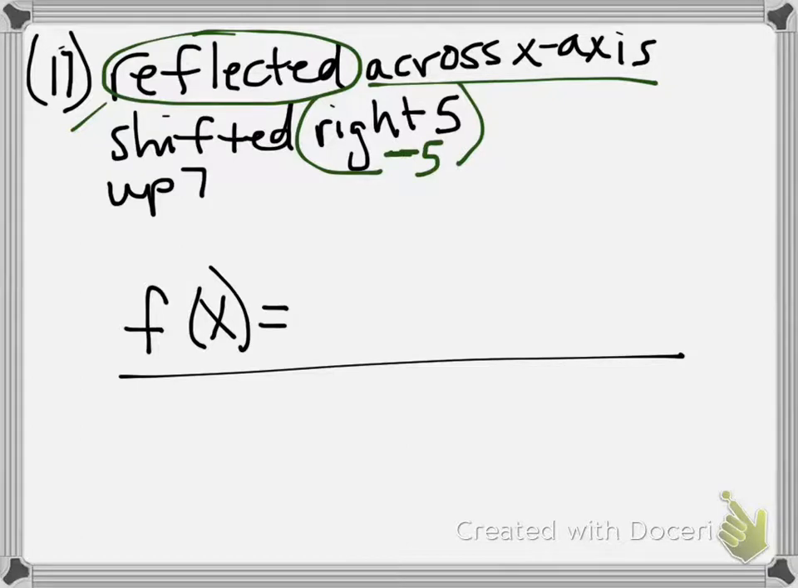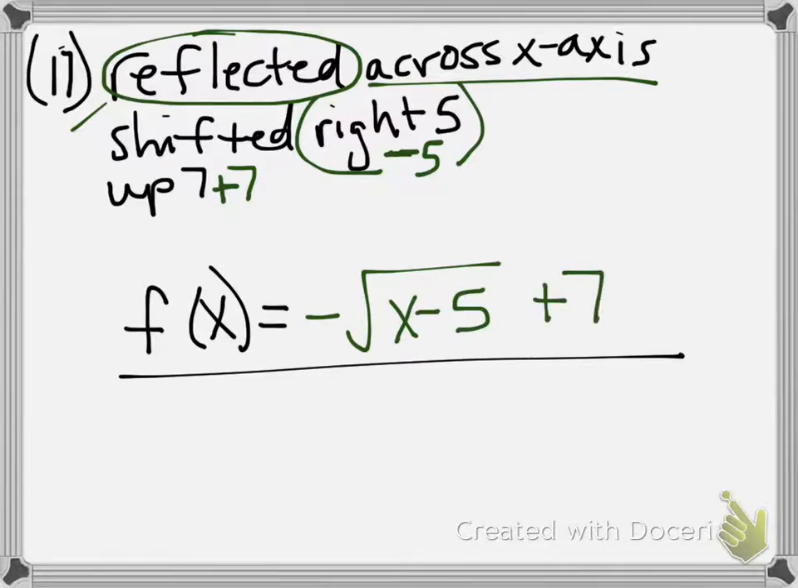Up 7 is going to be outside of the parentheses. Up is plus, so it's going to be plus 7. So we're going to have negative the square root of x minus 5, and on the outside of the square root we have plus 7. So there is the equation that matches these words.